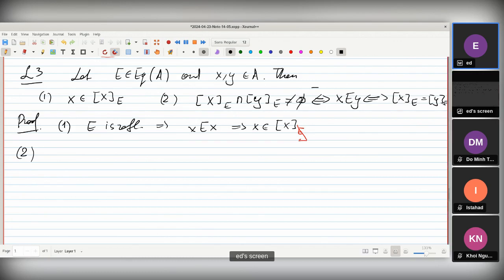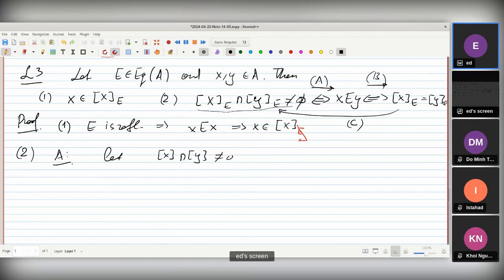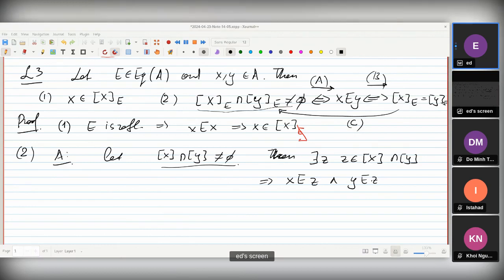First of all, A, B, and C. Let us prove three implications. For the first one, assume that these two sets are in fact not disjoint. Then, of course, there exists some Z that belongs to both of them. That is, we have X E Z and Y E Z. Our Z is equivalent to each of these elements.